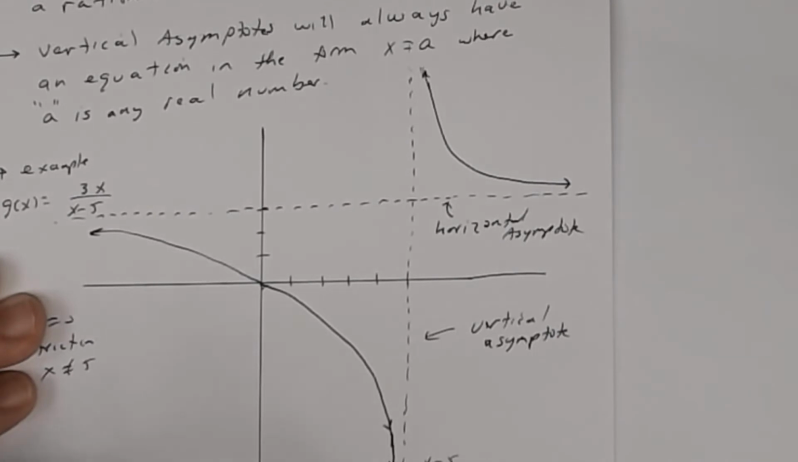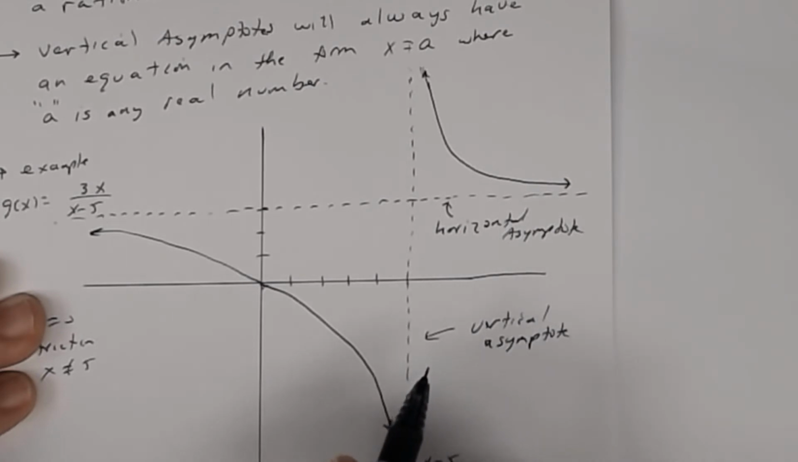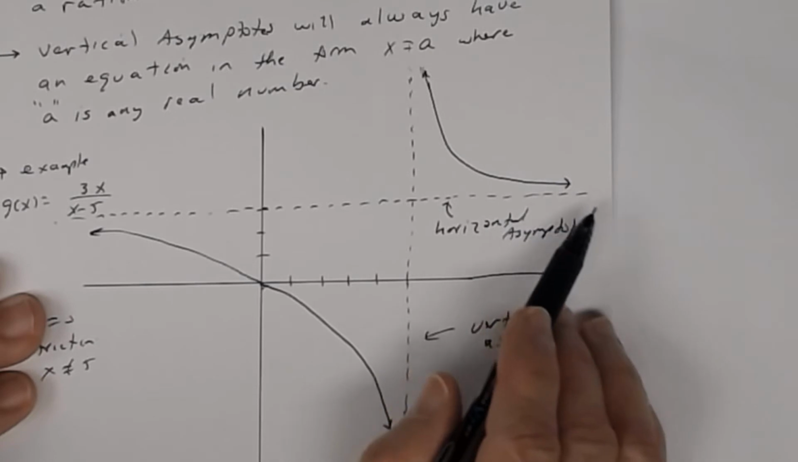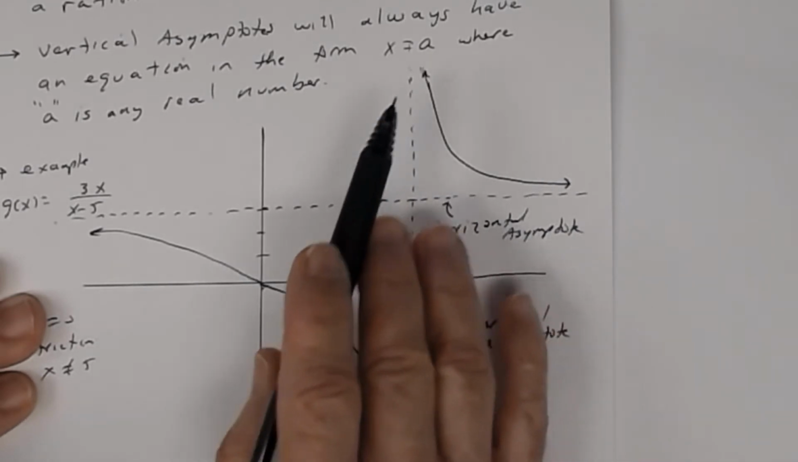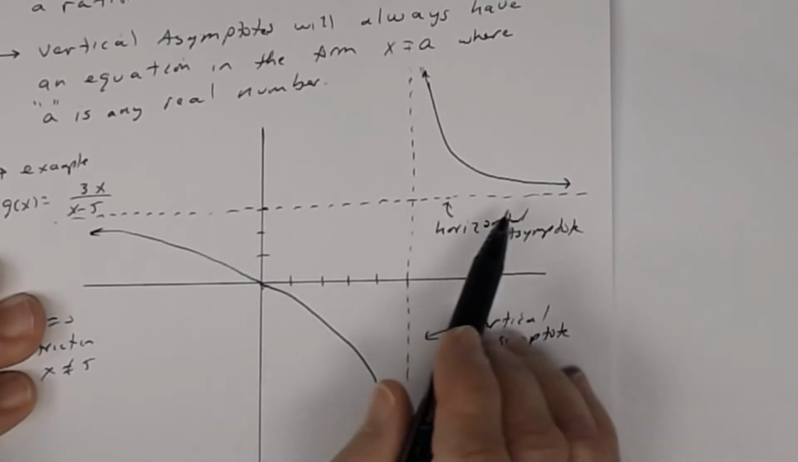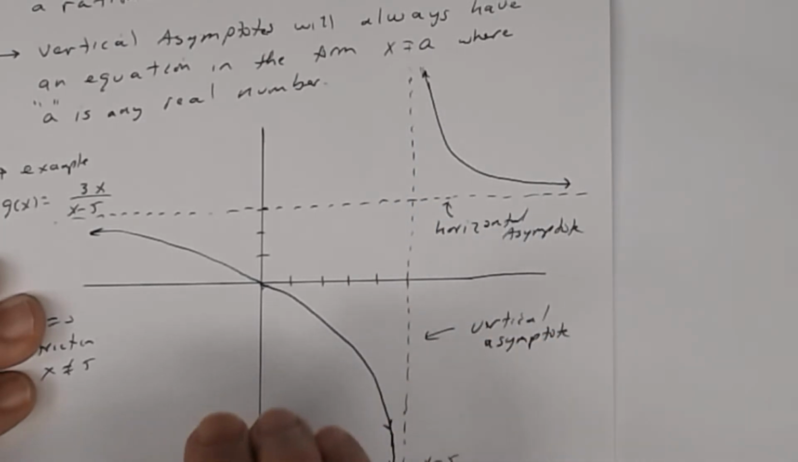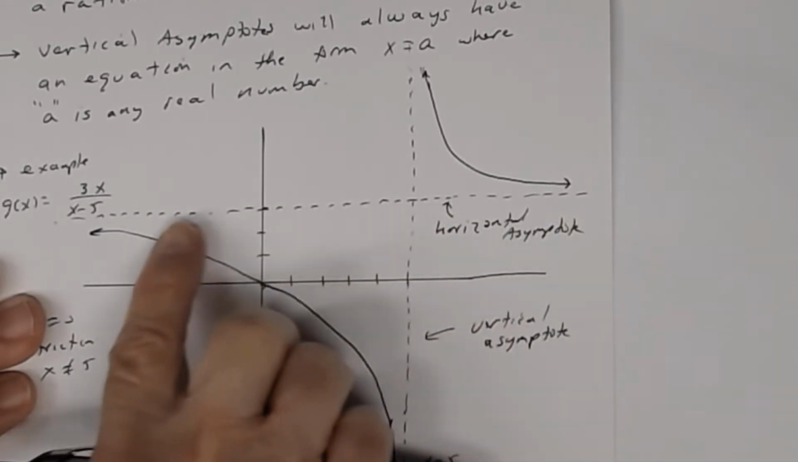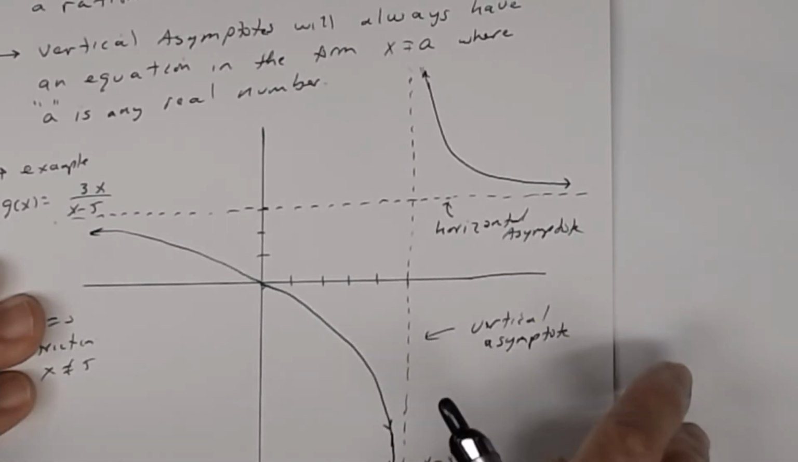There are situations where the graph can cross a horizontal asymptote. All right, so there are some situations where the graph can cross a horizontal, but it will never cross a vertical. It may cross a horizontal, but never cross a vertical. And it's very easy to determine how I know if a graph will cross a horizontal. You'll see as we go through some examples later on.